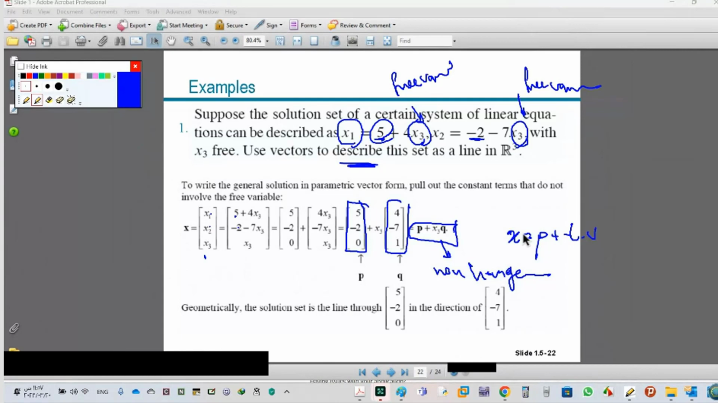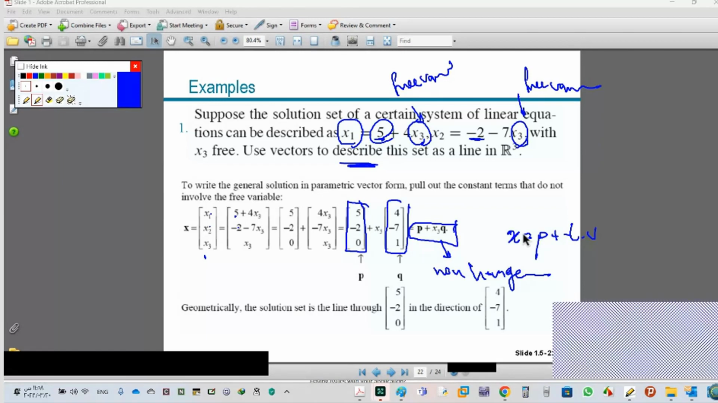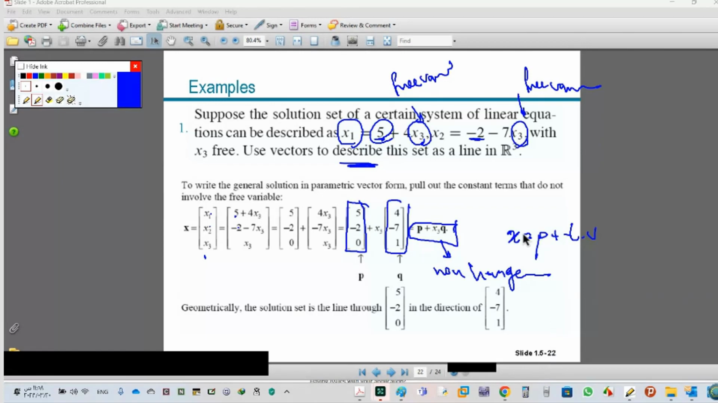So from the answer you can guess the name of this system. If it is x equals tv, a free variable with a vector, we can say this is homogeneous. If it equals p plus a free variable times v, for example here, we can say it's non-homogeneous. So I can predict which system it is starting from the output, from the answer, based on parametric vector form. Got it? Any question about this? Okay, I will repeat. Thank you so much.